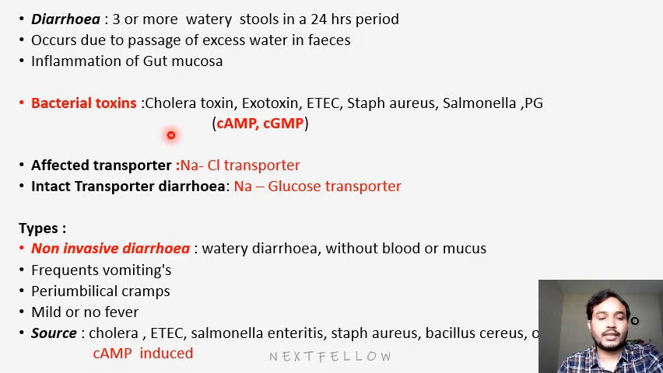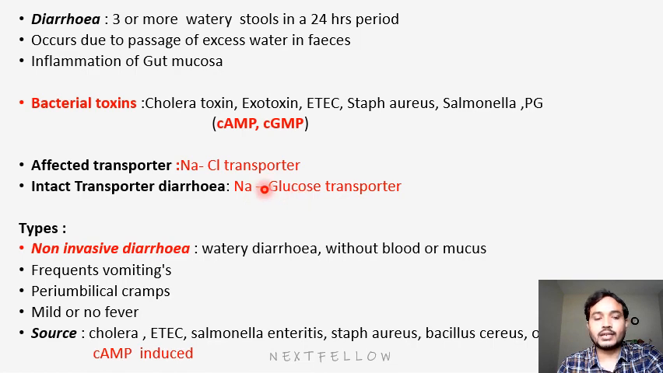Okay. Next, in diarrhea two transporters will be involved. Of those two transporters, one will be affected. What is that? It is the sodium chloride transporter. The intact transporter will be the sodium glucose transporter. These two are important MCQs you have to remember. The affected transporter will be sodium chloride. Intact means non-affected, that is sodium glucose.